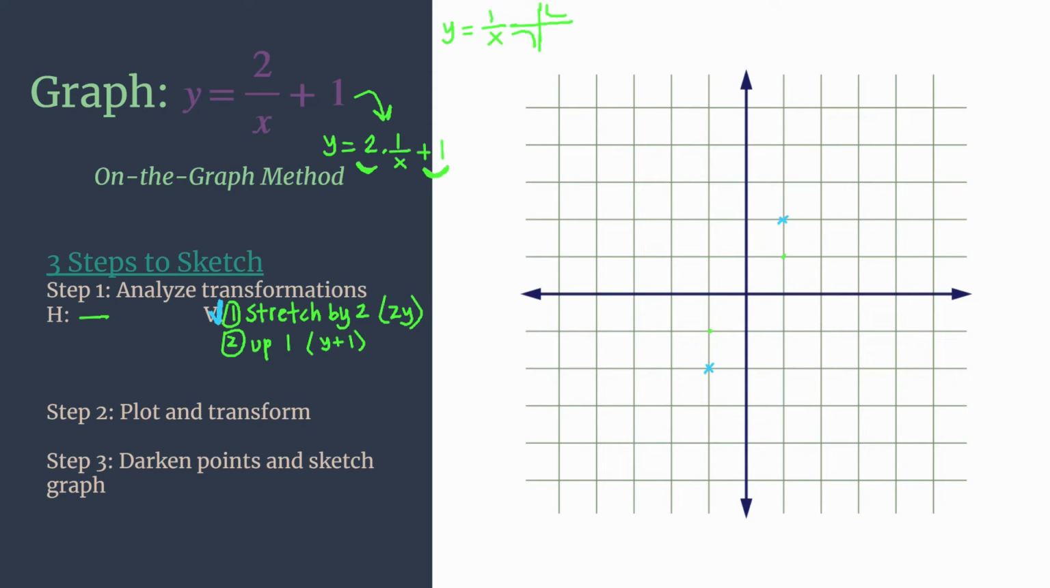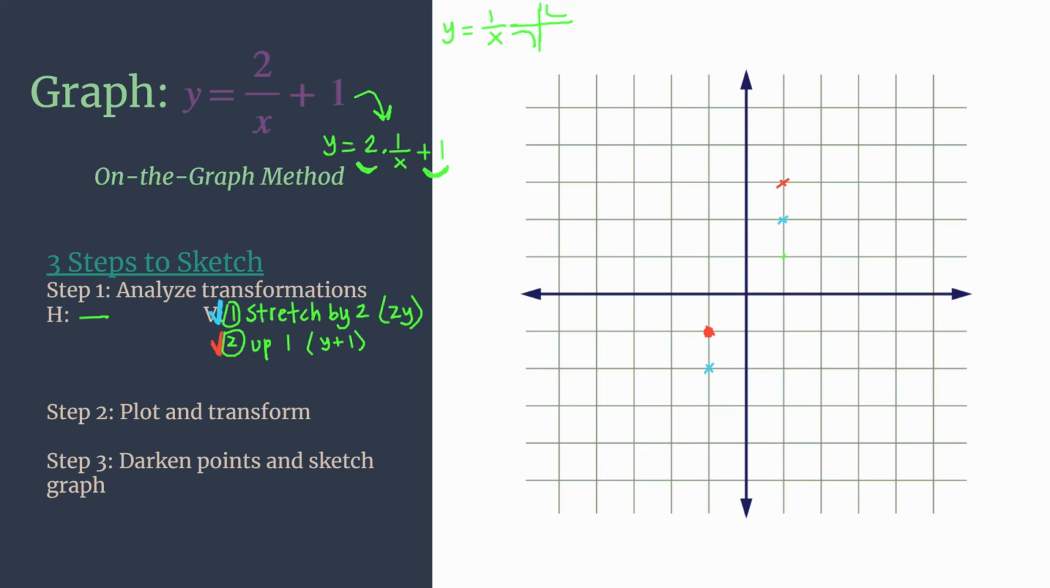So now we've done that, and all we need to do is switch to a different color. Let's move to red. And from the blue graph, we'll apply our final vertical transformation. We'll move up 1 or add 1 to the y's. So blue x up 1, other blue x up 1. Okay, so we have applied our transformations. And now we can go to step 3. Let's darken our points, and we'll sketch in our graph, and we'll also sketch in the asymptotes here.